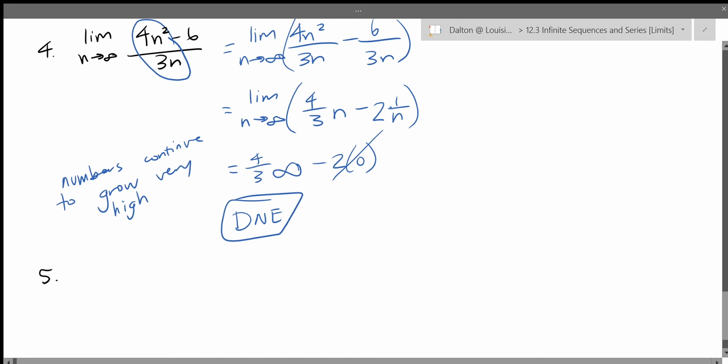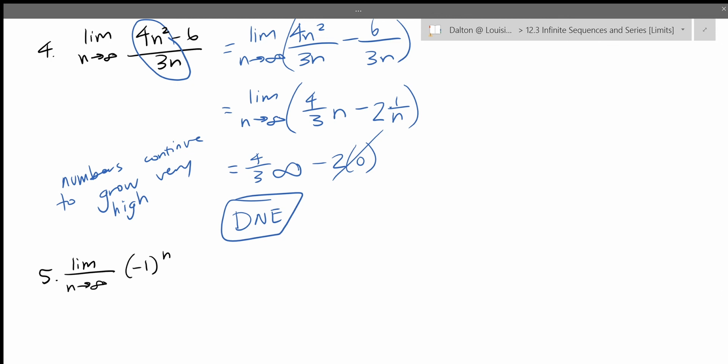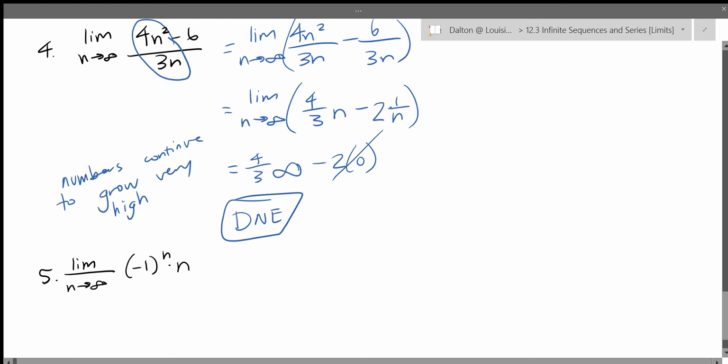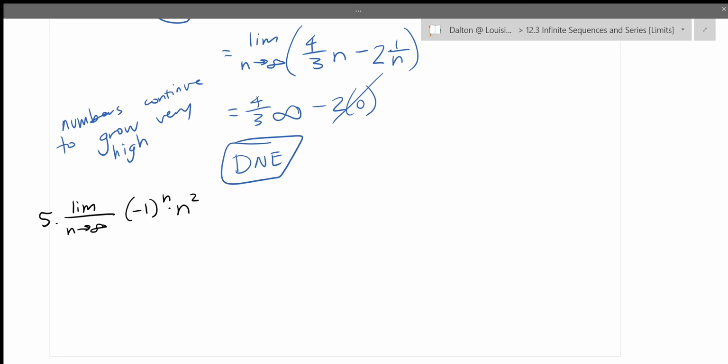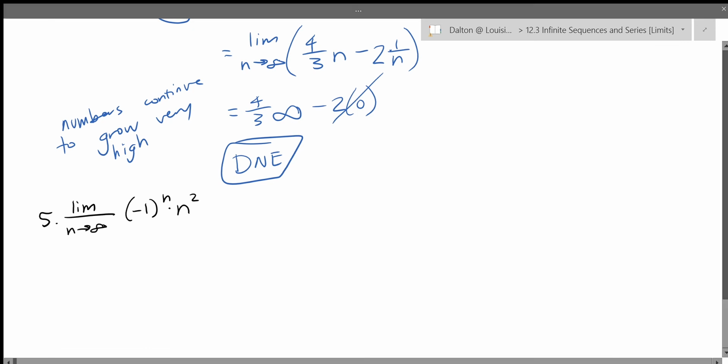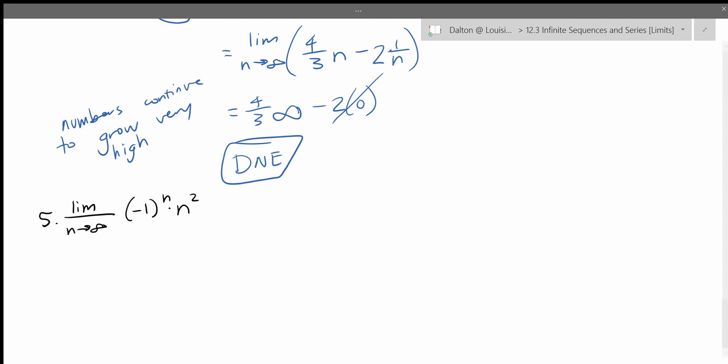A different type of example is if I give you the limit as n approaches infinity of -1 to the n power times n squared. Now, we haven't had one like this, right? Where the exponent is actually the variable. So I want us to actually write out some numbers in this sequence.